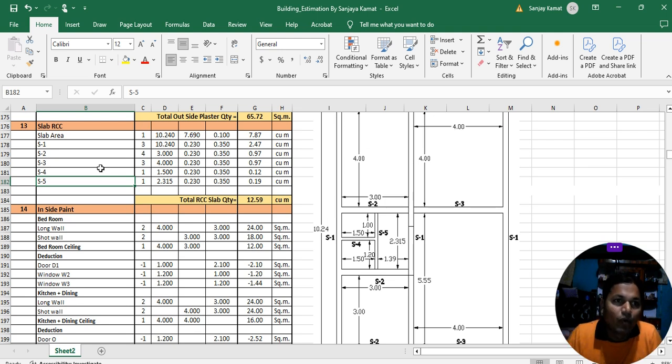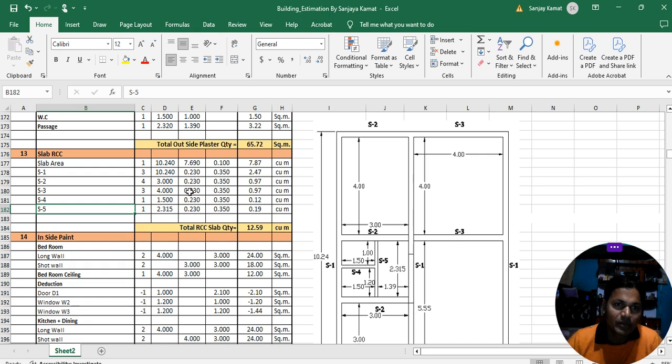See, why did this become cubic meter? Because the length is given, the breadth is given, and the depth, meaning thickness, is also given. If all three things are given, length, breadth, and thickness, then we have to calculate the volume. If only the length and breadth are given, then only area is possible. So you have to remember that.